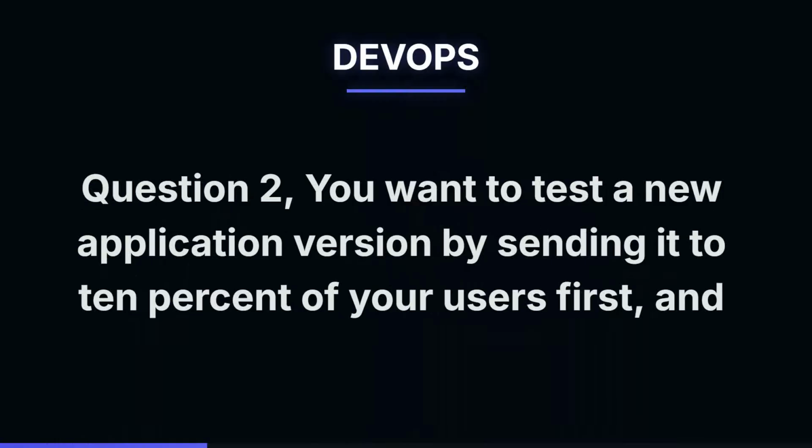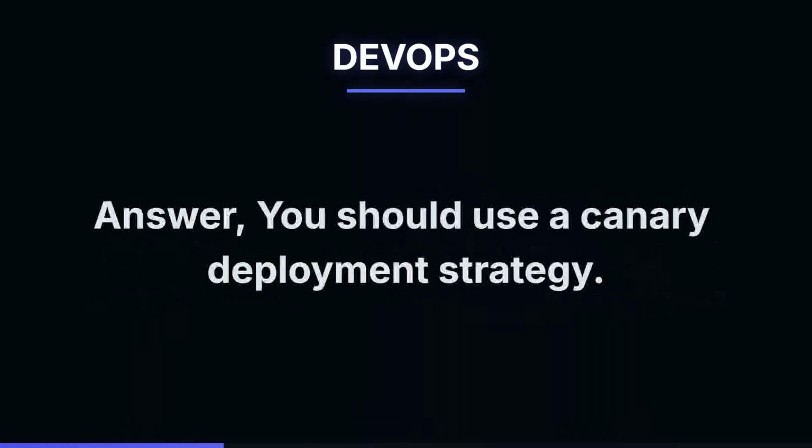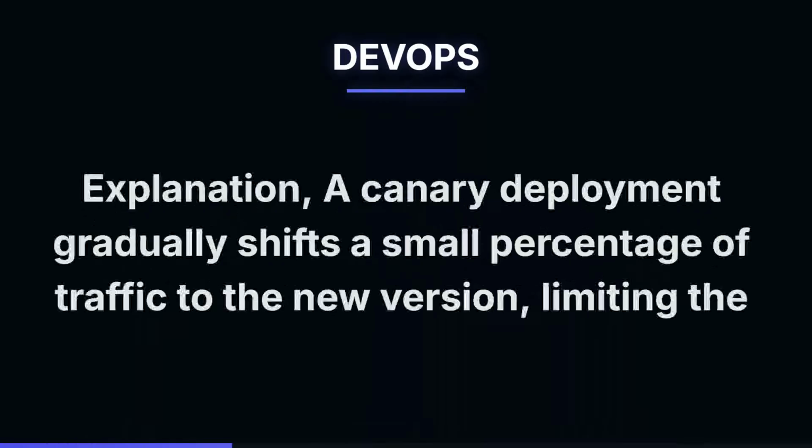Question 2. You want to test a new application version by sending it to 10% of your users first, and you need it to roll back automatically if an alarm triggers. Which strategy fits these rules? Answer: you should use a canary deployment strategy. Explanation: a canary deployment gradually shifts a small percentage of traffic to the new version, limiting the impact of potential errors.